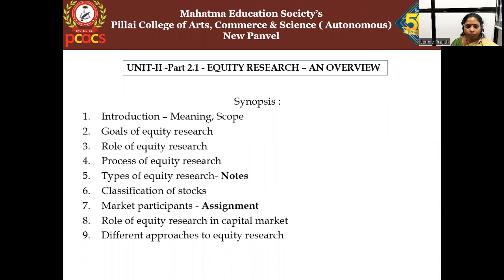Introduction, meaning, scope, goals of equity research, role of equity research, process of equity research, types of equity research, classification of stock, market participants will be discussing, role of equity research in capital market, different approaches to equity research. Today we will be discussing only three parts, that is introduction, goals, and role of equity research.